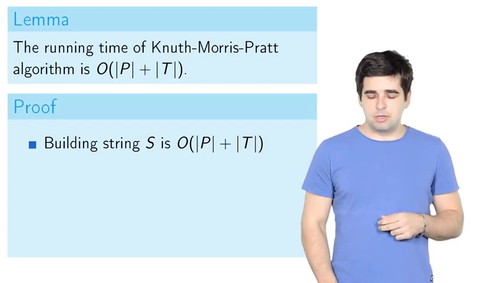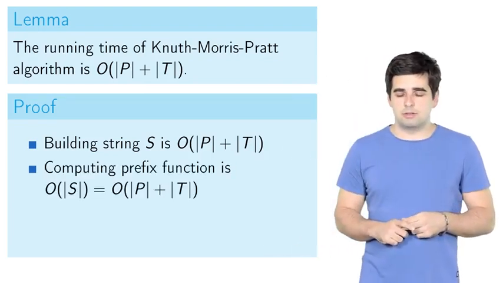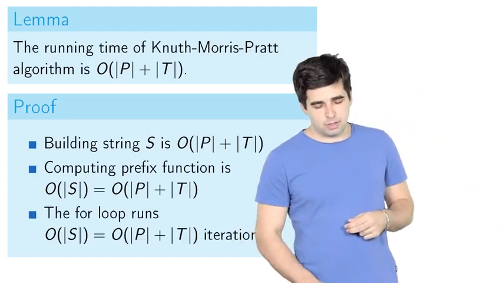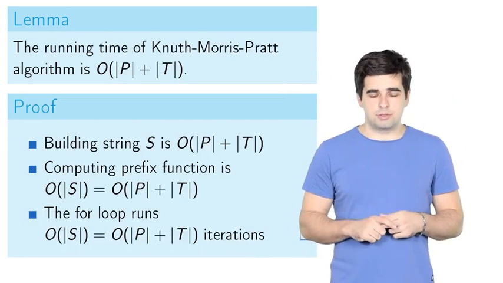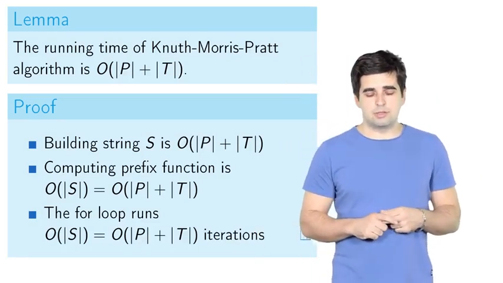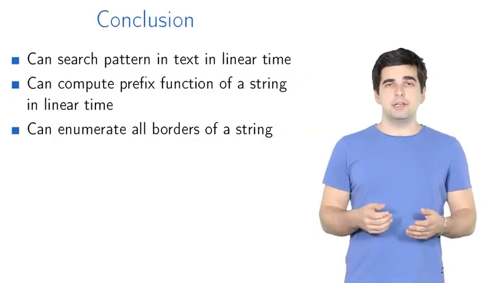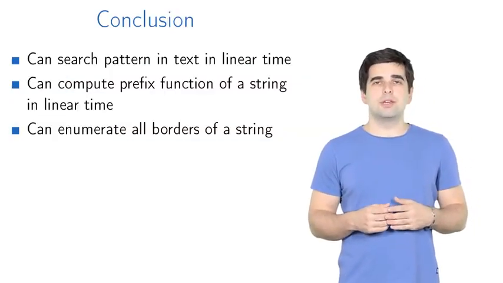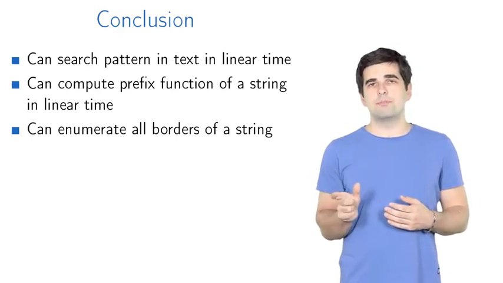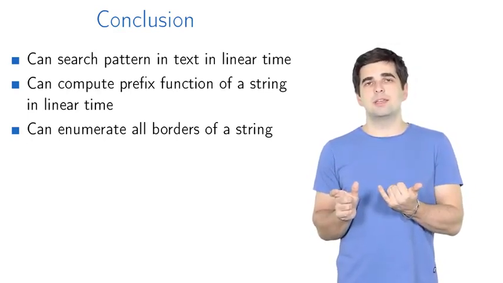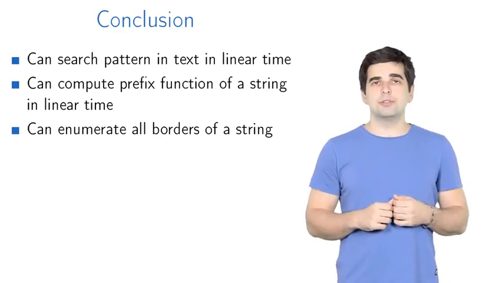And our variable border in the code behaves the same way. It can be increased by at most 1 on each for loop iteration, but after each successful iteration of the inner while loop, it gets decreased by at least 1, because we consider the current border, we look at the next character, and if it's different from the character in position I, we take the longest border of our current border, which is strictly shorter. So our border value decreases.